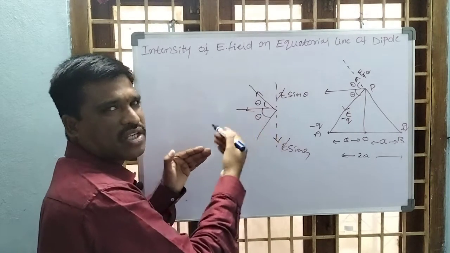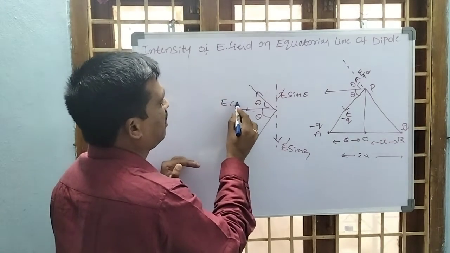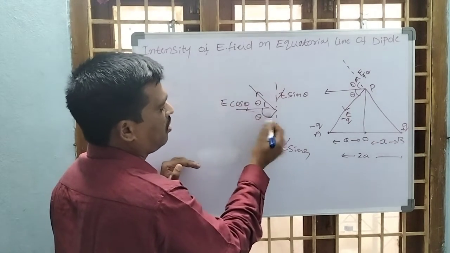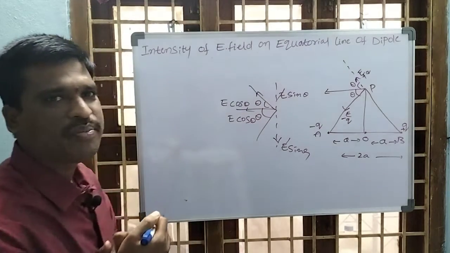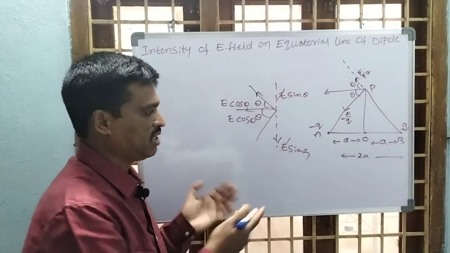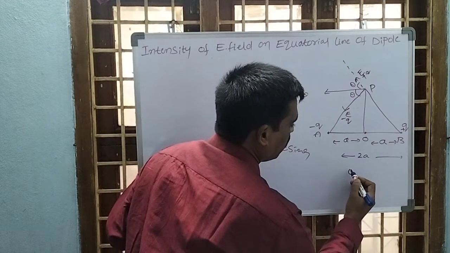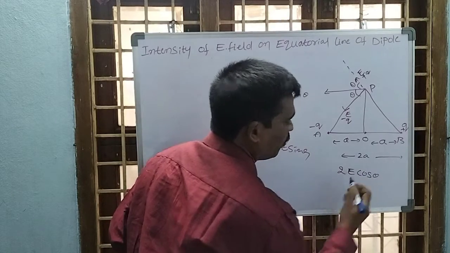How do we take the horizontal component? E cos theta. Here also E cos theta. So E cos theta plus E cos theta is 2E cos theta.